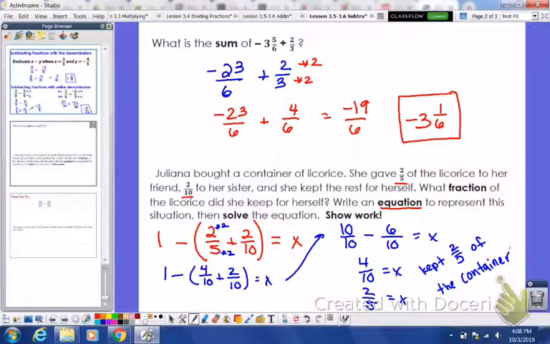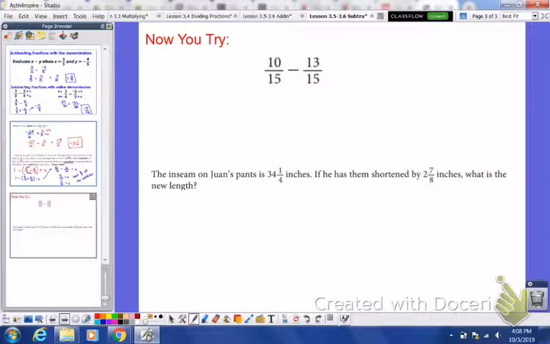Okay, so a couple now you tries, and we are done with chapter 3. So first one, just subtracting some fractions with like denominators. Make sure you show your work, make sure you're watching out for your signs. And then we have the inseam of Juan's pants is 34 1/4 inches. If he has them shortened by 2 7/8 inches, what is the new length? So shortened, meaning he is taking length away, so subtraction. And that is the end of this lesson and end of chapter 3.